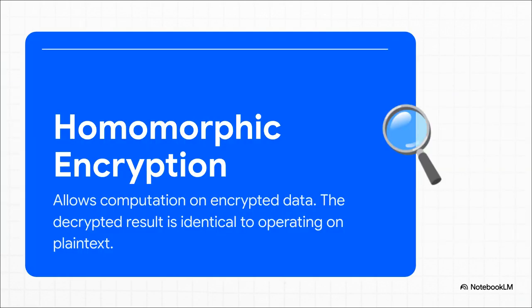So that is the core idea behind homomorphic encryption. It is this really unique form of encryption that lets you perform computations, math, directly on the encrypted data, the ciphertext. And here's the magic part. When you finally use your key to decrypt the final result, it is identical to the result you would have gotten if you had done all that math on the original unencrypted data to begin with. It's literally the secure glove box for our digital world.